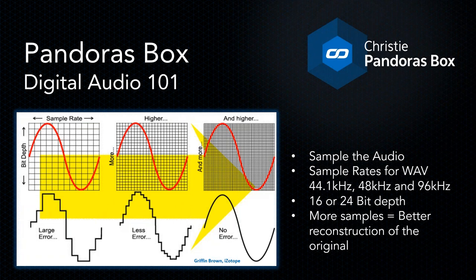So the higher your sample rate is and the more bit depth you have, the more accurately we are able to reconstruct that waveform once it's been passed through the digital interface. Also, once we've captured it, processed it, and then played it back out again, the more information we are able to analyze the waveform with, the more accurately we can reproduce it on the other side.